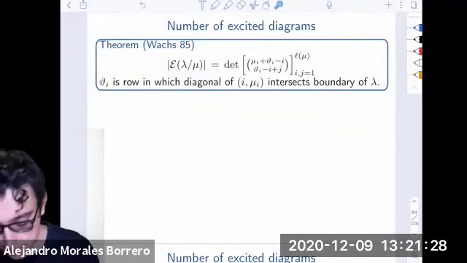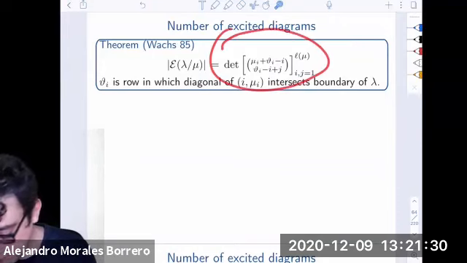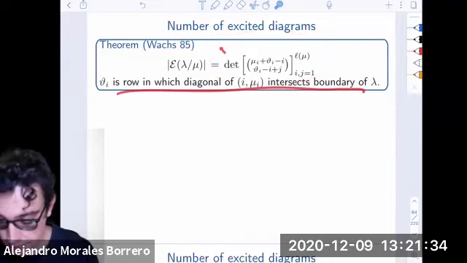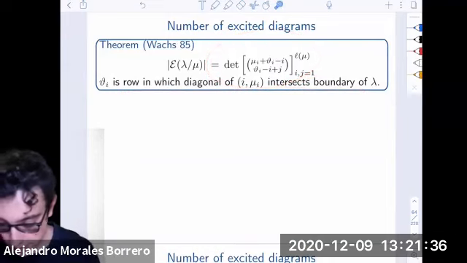And for all shapes, there is a determinant formula for the number of excited diagrams. It's not so important to see what the details are, but there's a determinant formula for the number of terms.